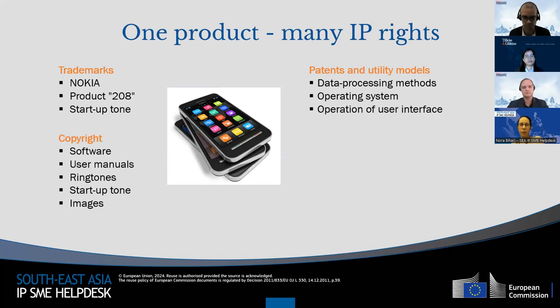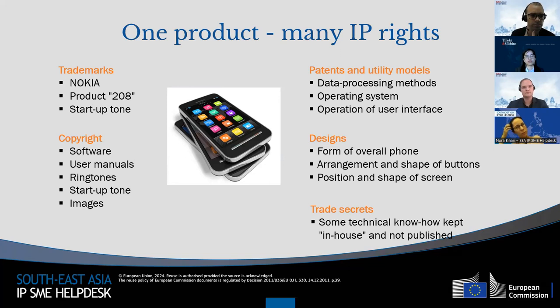So this is an example of one product that may have a lot of IP in it. For example, a phone. We have the trademark Nokia, product number 208, and the startup tune. For copyright, we have the software menu, user manual or ringtone. And then for patents, you have a data processing method or operating system, and for design, the look and appearance of the phone and the arrangement of the shape of the buttons. The last one is trade secret, which is some technical know-how that is kept in-house and not published. So as you see here, in one product there are many different types of IP. So next, please.